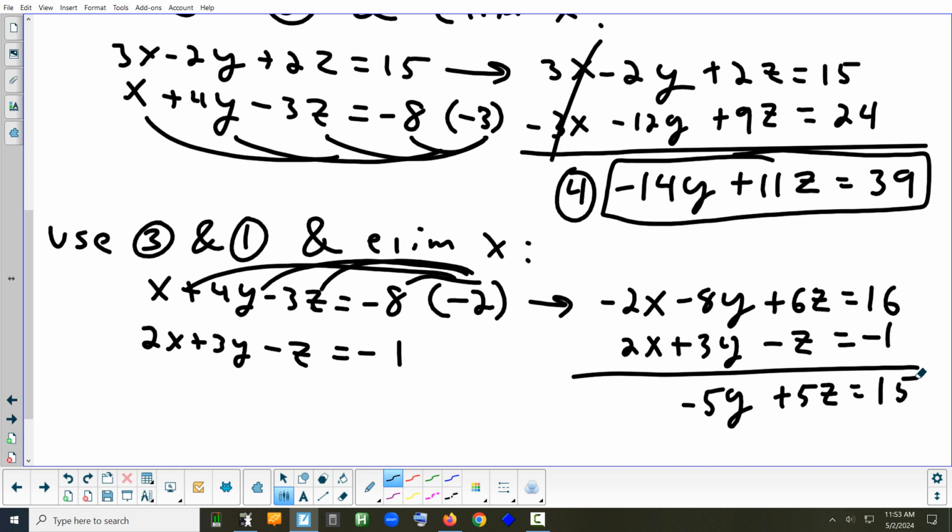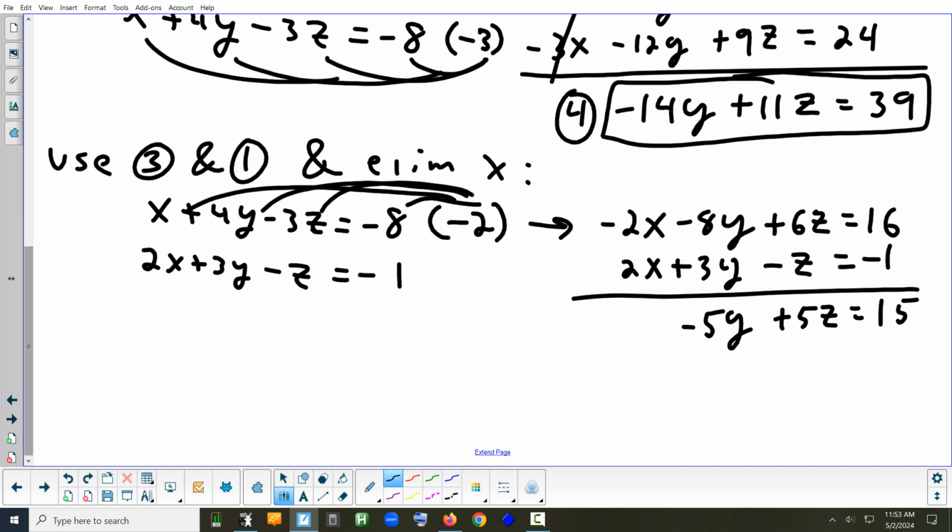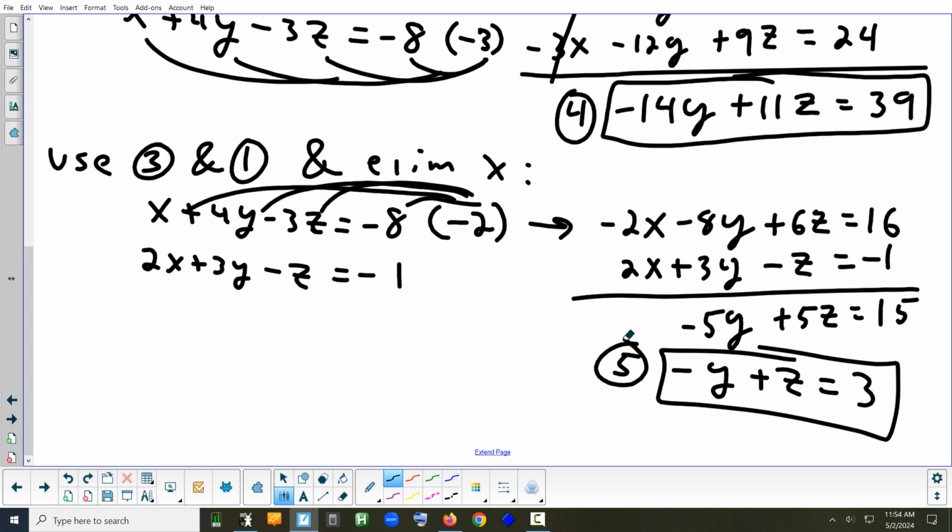Perfect. Now, we could call that equation 5. But does anybody see something we could do to that equation? We don't have to do this, but if I see this, I usually do it. Divide by 5. Right. We could divide everything by 5 just to make the equation a little simpler. So negative y plus z equals 3. So I would call that equation 5.